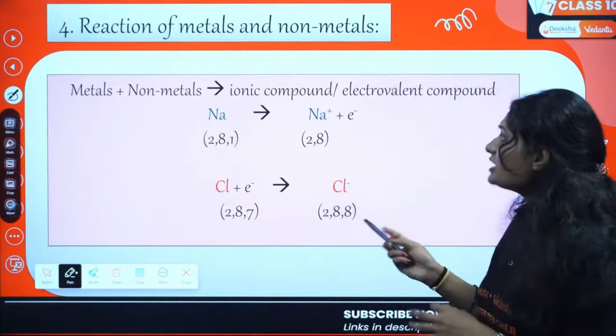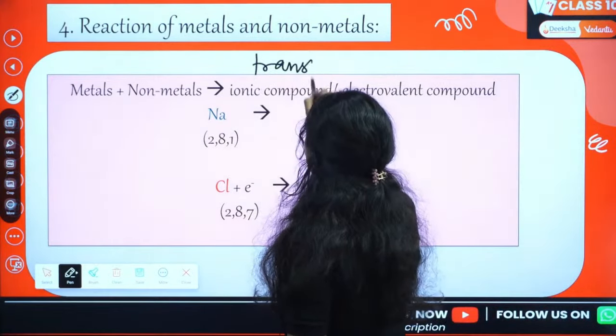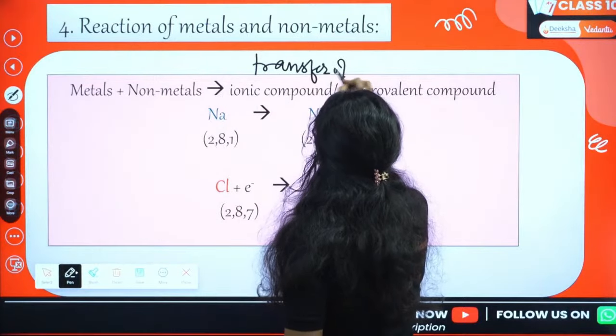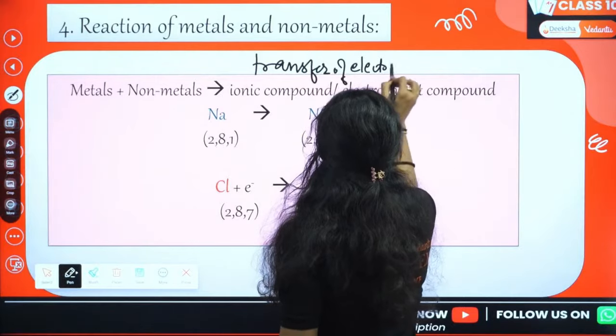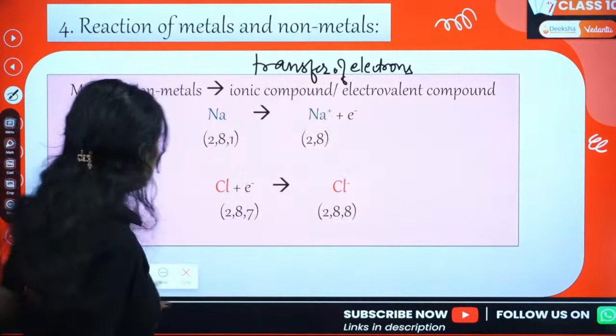Clear? A bond that is formed by transfer of electrons. Clear? Okay, moving on.